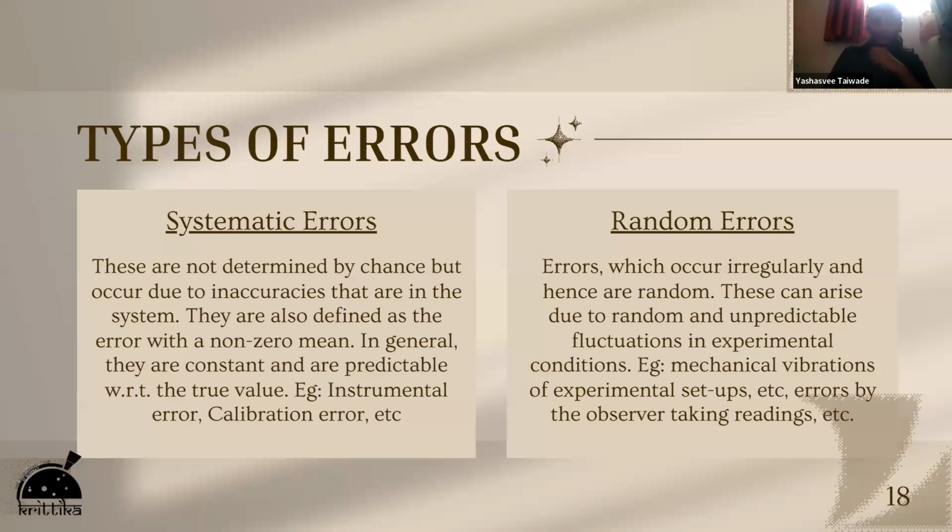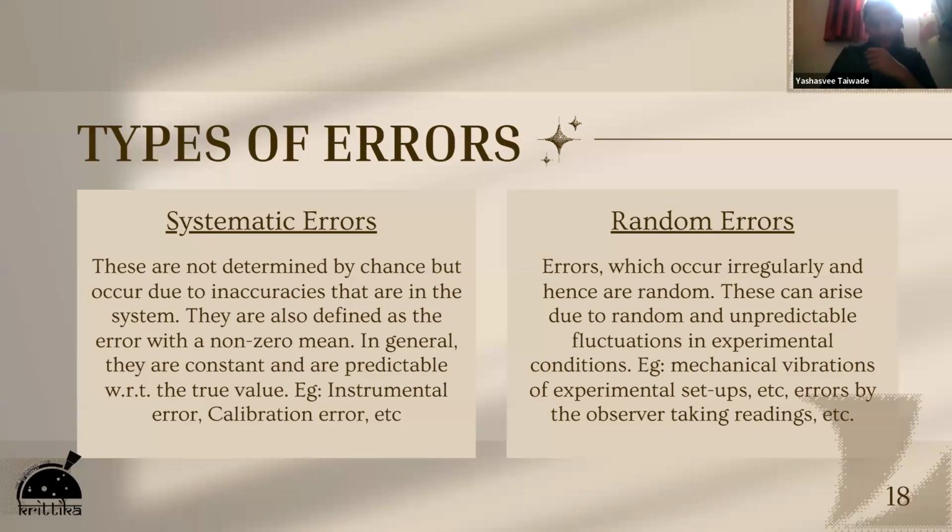An example of a systematic error is instrumental error, so any error from any instrument. This is not just limited to astronomy or anything; it is for all instruments. There is some sort of instrumental error and some sort of calibration error. There are a lot more, but we will stick to these two since they are the major ones. Next, we have random errors.